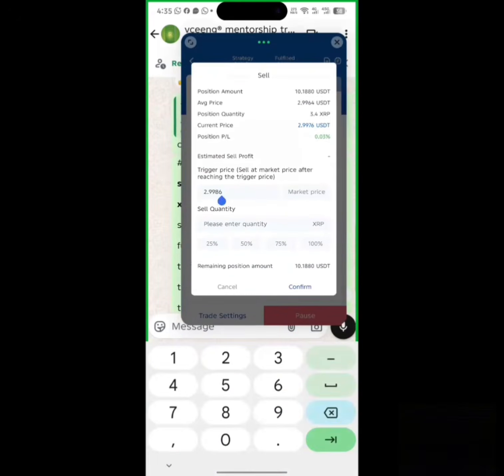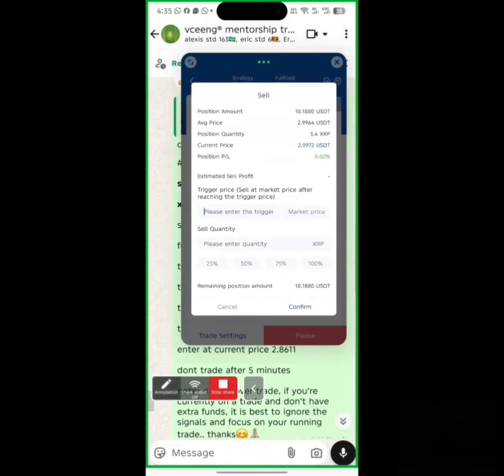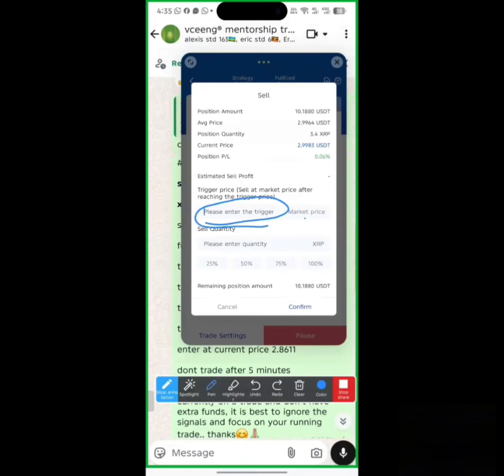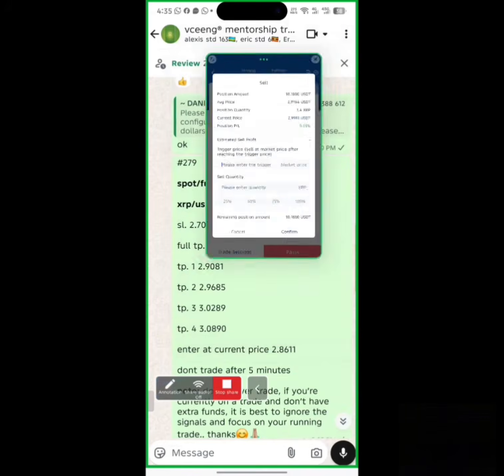So you want to clear that, you clear whatever you have there. Now it will tell you, please enter the triggering price. Okay, so this is what we have business with. Please enter the triggering price. When you see that, you put the stop loss amount that you have in there.